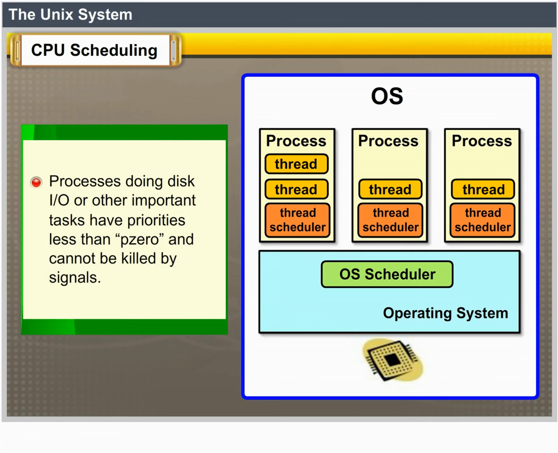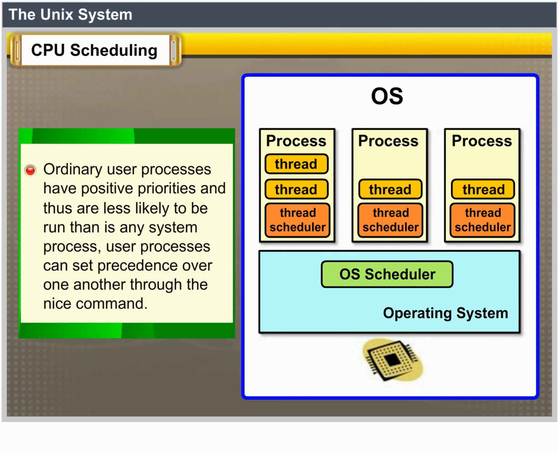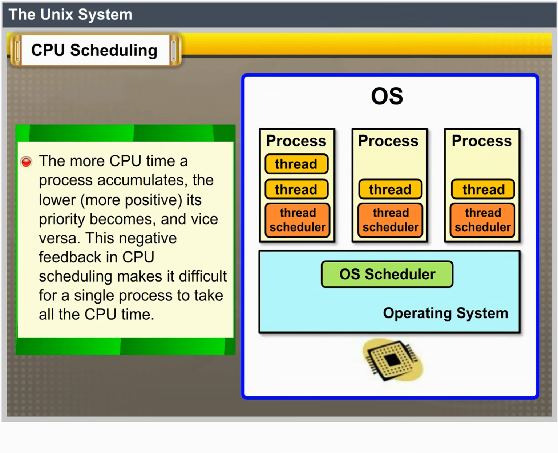Processes doing disk I/O or other important tasks have priorities less than P0 and cannot be killed by signals. Ordinary user processes have positive priorities and thus are less likely to be run than is any system process, although user processes can set precedence over one another through the nice command. The more CPU time a process accumulates, the lower, more positive its priority becomes, and vice versa. This negative feedback in CPU scheduling makes it difficult for a single process to take all the CPU time.